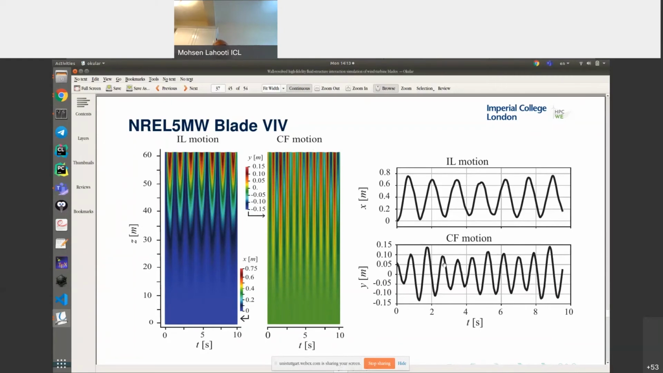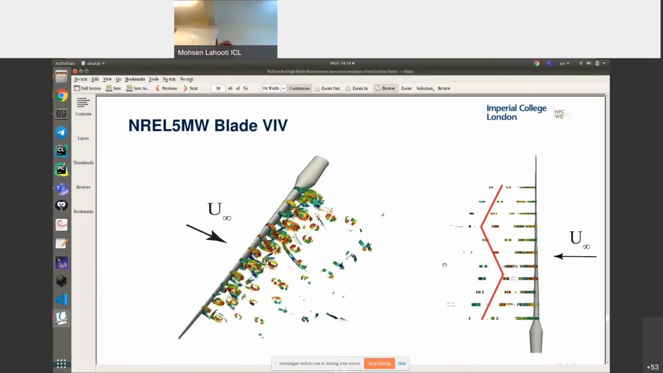I'm doing other simulations to figure this out, but nevertheless, it shows that even in this condition, the blade experiences a vibration and starts having VIV both in the flapwise, which is the inline, and the edgewise, which is the cross-flow motion. Here you can see the traveling of the vortices over the blade.